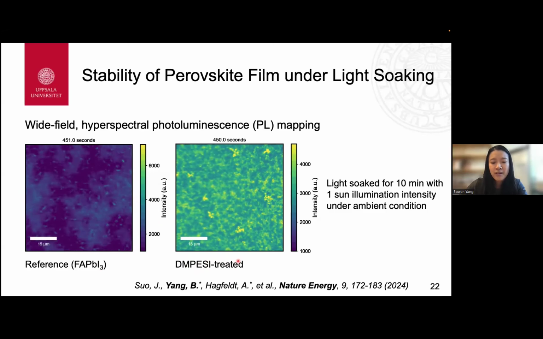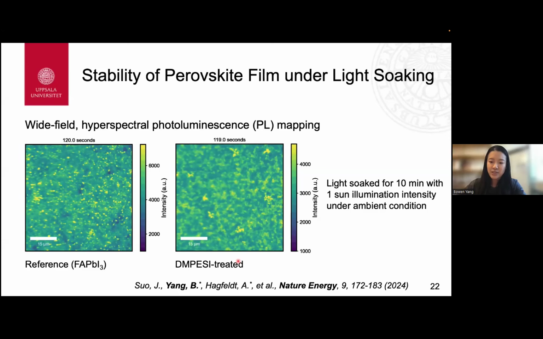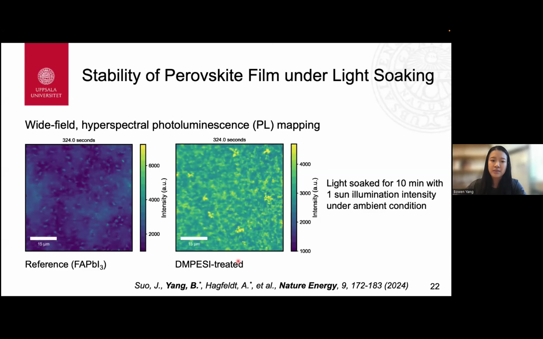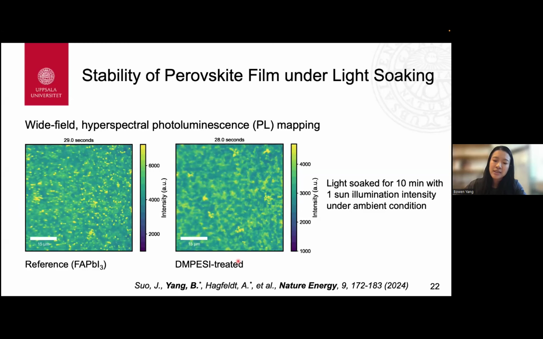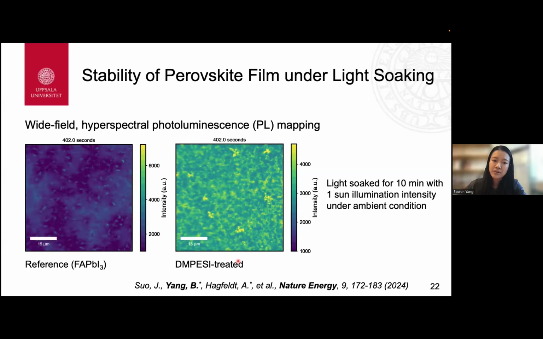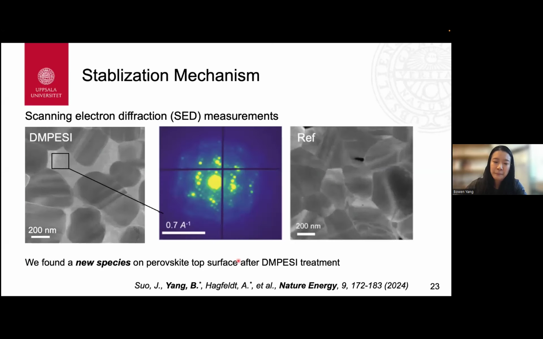So far, the above-mentioned evidence clearly shows that our surface treatment with this sulfonium molecule can significantly improve both moisture and light soaking stability of the formamidinium lead iodide film. And next, we wanted to understand why this is the case. What is the stabilization mechanism? Specifically, what makes this sulfonium molecule different compared to commonly used ammonium salts, for example, for surface treatment?